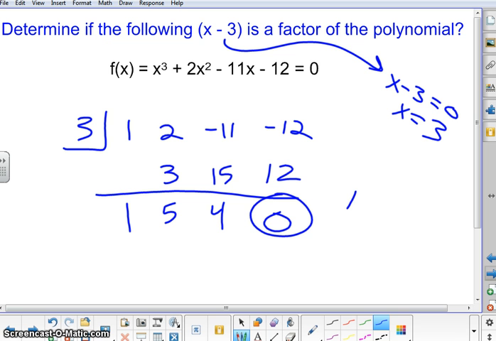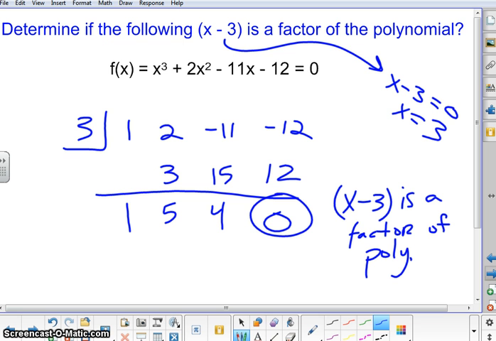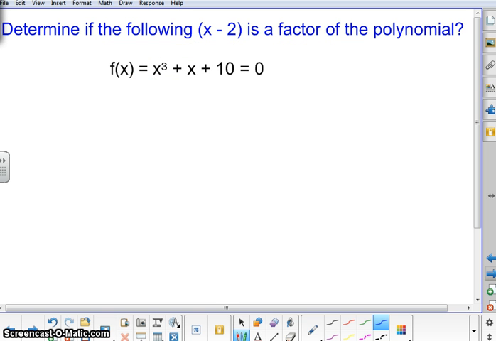So what does that mean? It means that x minus 3 is a factor of the polynomial. Now, what I mean by the polynomial is this original equation right here. Okay? So you have to keep thinking of that. Let's go on to the next one. And again, push pause, see if you can get the answer.